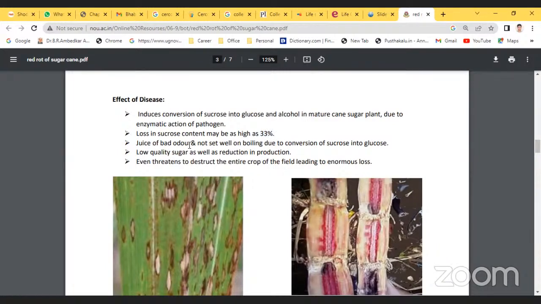The juice has a bad odor. The people selling sugarcane juice prepare it from affected or diseased sugarcane. The juice smells very bad. It does not set well on boiling, due to the conversion of sucrose into glucose. So there is low quality sugar as well as a reduction in production also.